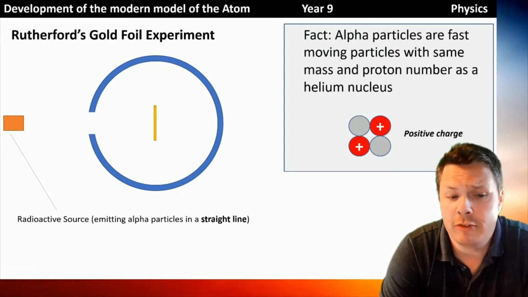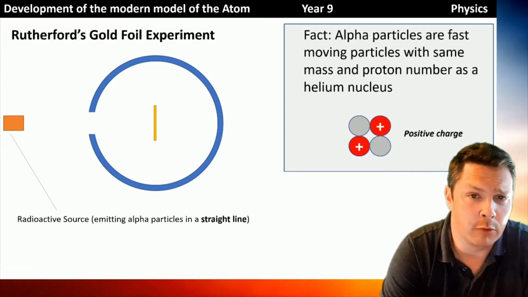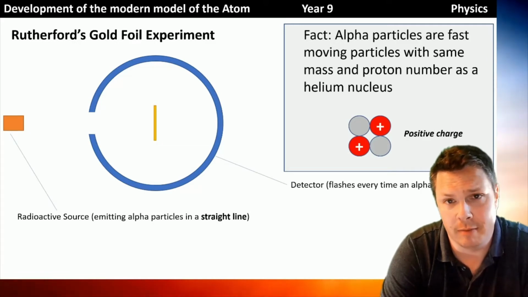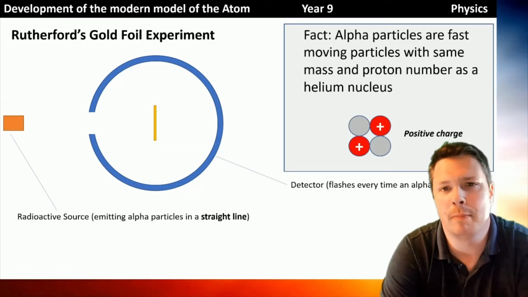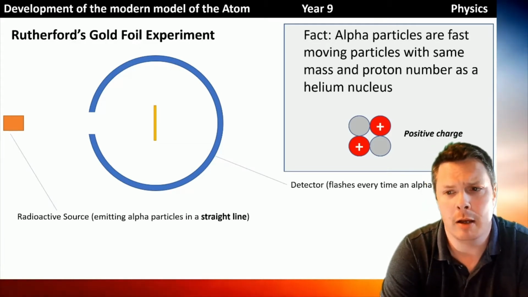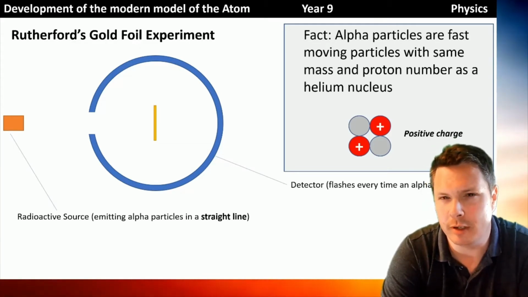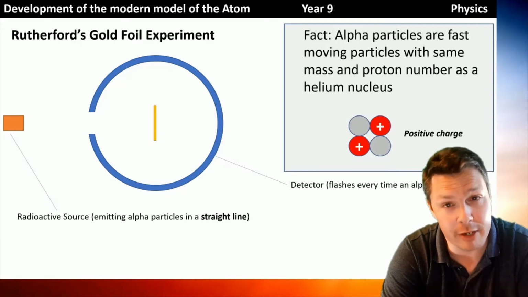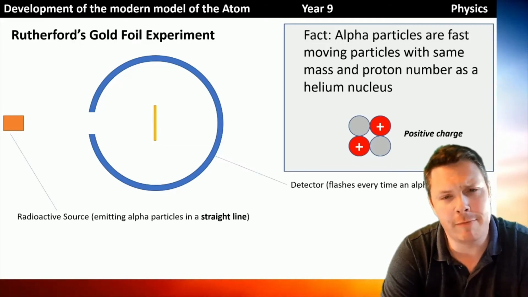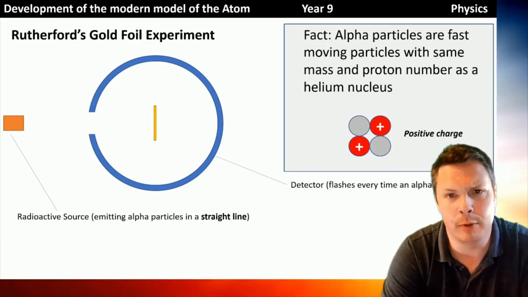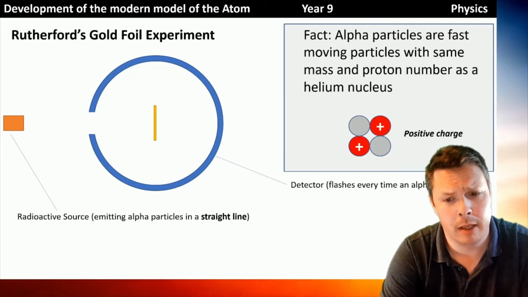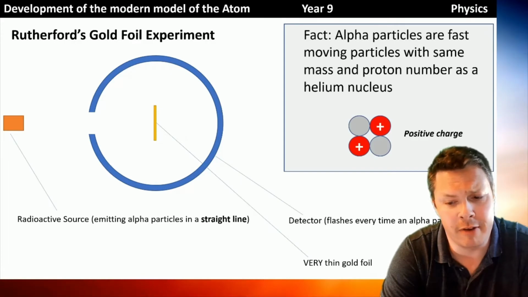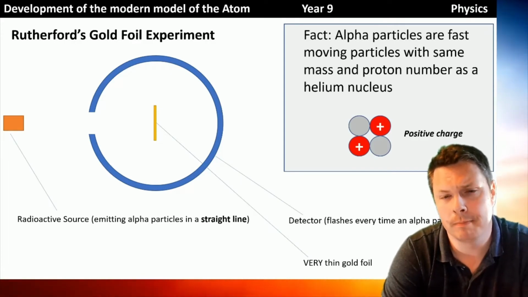He took a radioactive source and fired that radioactive source towards a detector. That radioactive source gave off alpha particles. Alpha particles are positively charged particles, and they're pretty much the same as a helium nucleus. The only difference is they're moving very, very quickly. So every time these alpha particles would hit that blue detector, it would flash, meaning you could count them. He fired them at very thin gold foil.